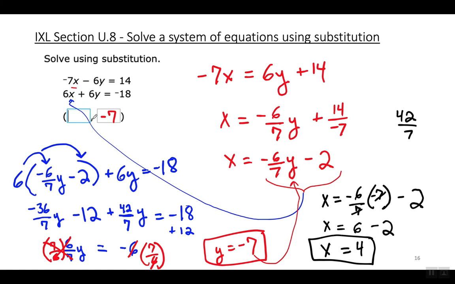And those are my answers. x equals 4 and y equals negative 7. Again, if you're doing this and you get a fraction and you don't want to deal with them, you could try to avoid them by trying a different variable. But fractions are a part of math, so you need to know how to deal with them when you get them.